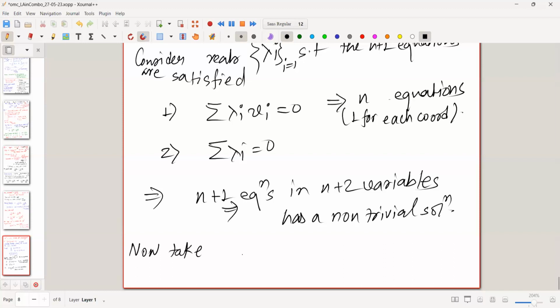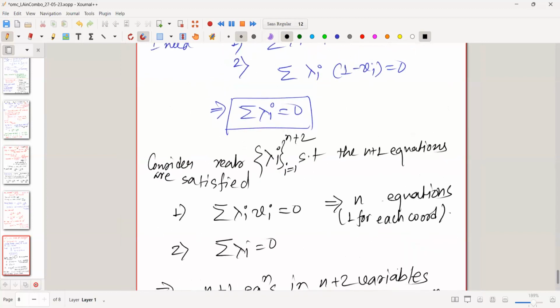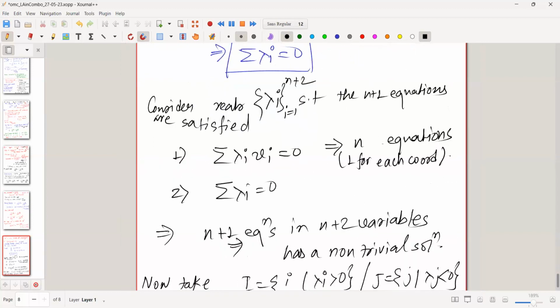So now take I equals to the i's such that lambda i is greater than 0, and j equals to those which have lambda j less than 0. And as before, the I and j work. But if you had n+1, anyone has any question? Go ahead. If you had n+1 equations in n+1 variables, then also you'll have a non-trivial solution always, right?